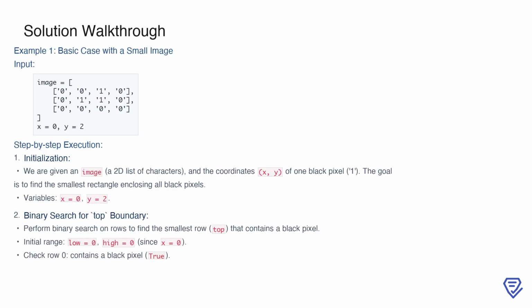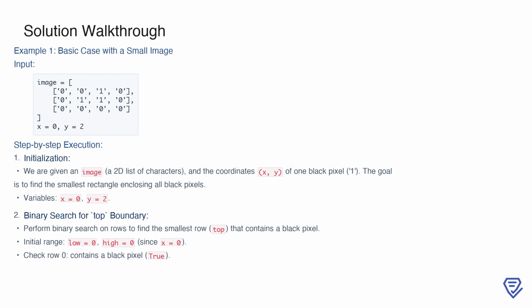To solve the problem, we start by understanding the input. We have a 2D grid representing an image, where 0 indicates a white pixel and 1 indicates a black pixel. Additionally, we are given the coordinates of one black pixel, here x, y equals 0, 2. Our task is to find the smallest rectangle that encloses all the black pixels in the image.